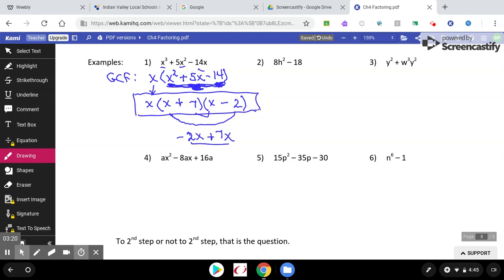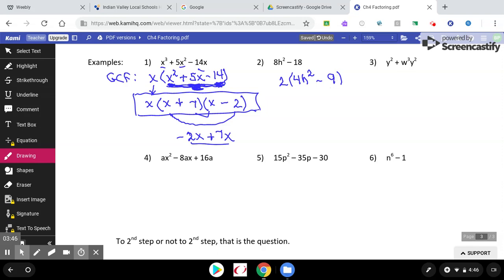So we got the GCF, and then we did some trinomial factoring. Number 2, always start with a GCF. What number goes into both? 2 goes into both. Do they both have H's? No. So that's it for my GCF. Well, 2 times what's going to give me the 8? 8 squared didn't go anywhere. 2 times what gives me the 18.